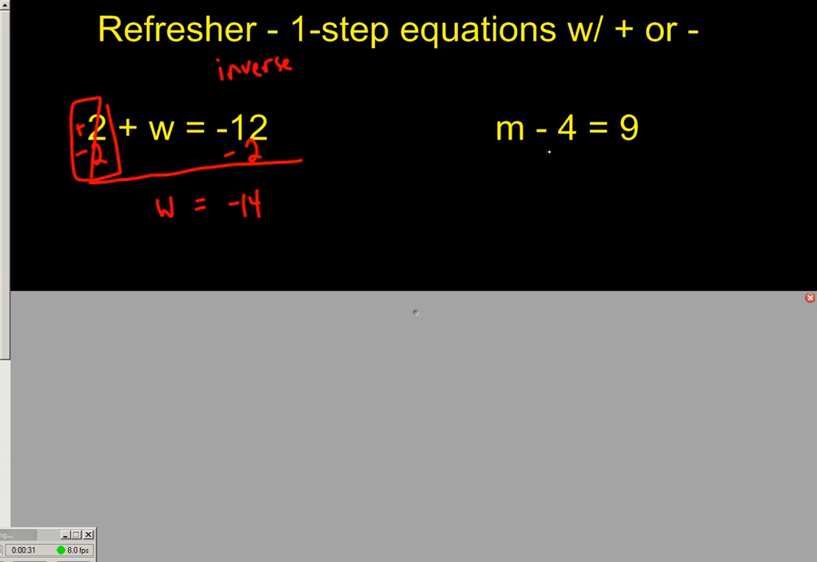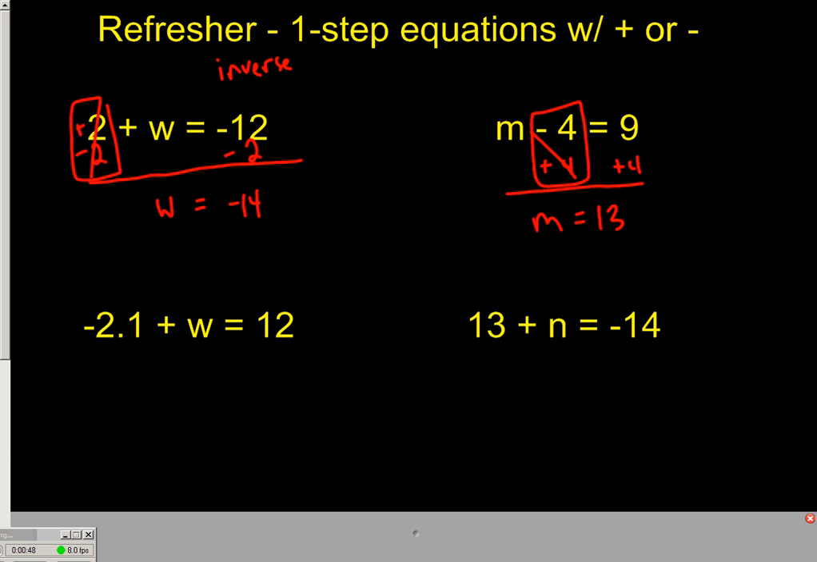Since it's m minus 4, it's the same thing as if it was a negative 4, so just add 4 to it, and that would make it go to 0. But then keep the balance of the equation, okay? So m would equal 13. Not a big deal if we start throwing decimals into it.